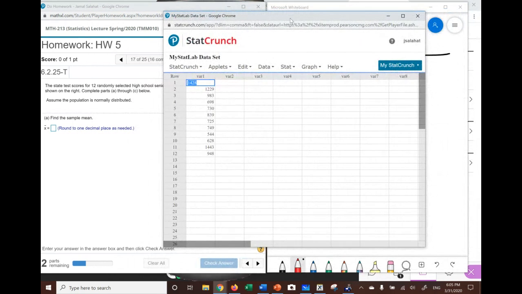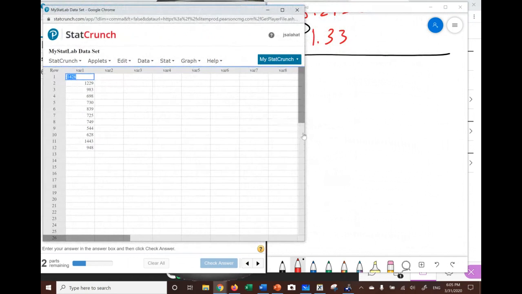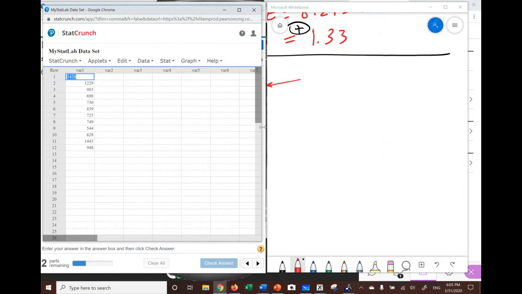Here they asked me to do two or three things. But first they asked me to find the sample mean. So what is the sample mean? We did that in chapter 2. Again, you can find the mean, X bar. You can find the standard deviation. Because this is just a sample, we're going to talk about S. You can find lots of things by following those steps. Stat, then you're going to use summary stat.